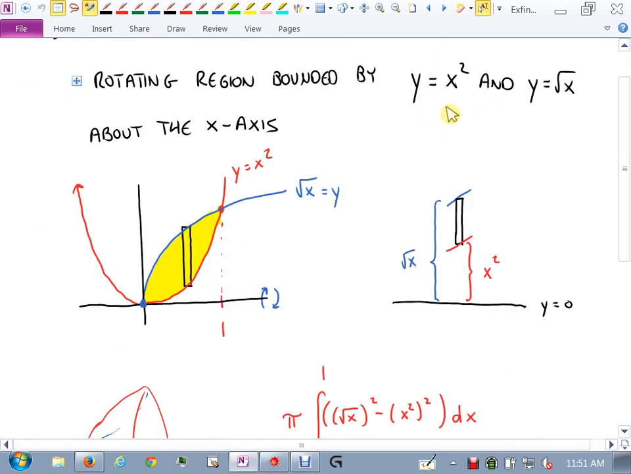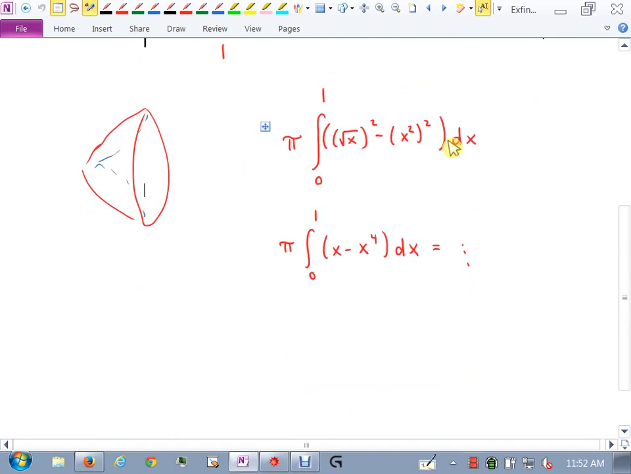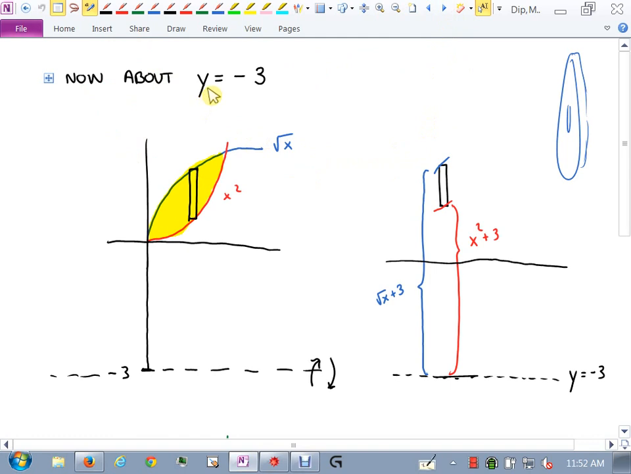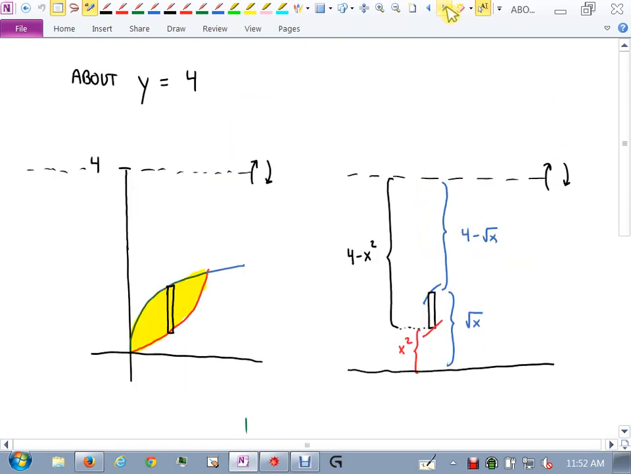Okay, so let's take this. I gave you this region. First thing I said is rotate it about the x-axis. We would just use the method that we normally had, the washer method. No problems there. We have a top, we have a bottom, so pi, f squared minus g squared. Now, if we want to rotate it around y equals -3, stick with washers still. Y equals 4, same thing.